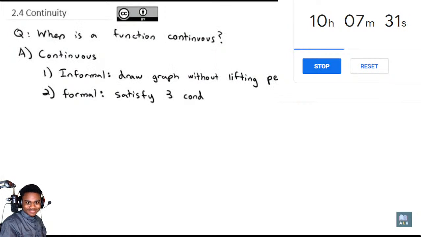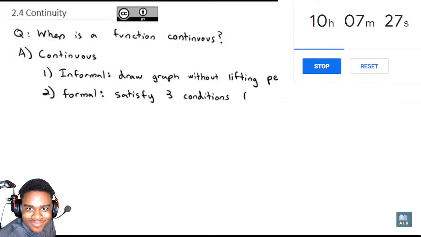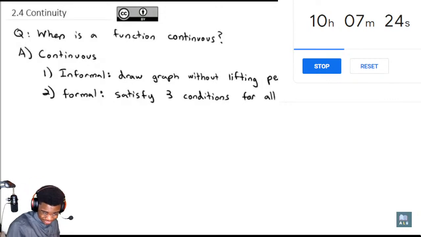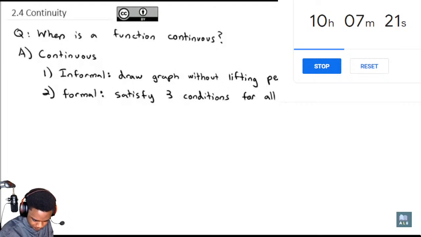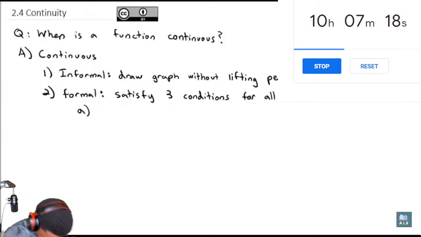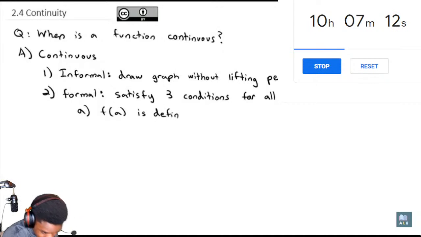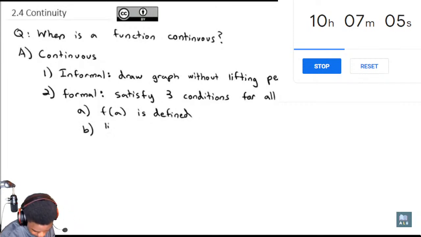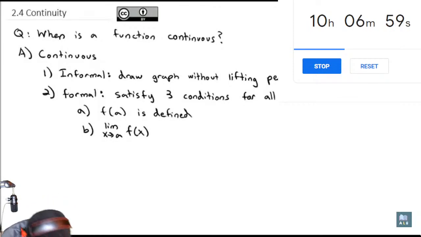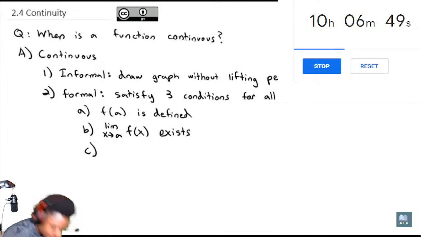three conditions for all points. And we'll call those points A. The first condition is that f of A is defined. So the function can't be undefined at the given point. In addition, we need the limit as x approaches A of f of x to exist. So for example, if the function's approaching two different numbers from two different sides, the limit does not exist.